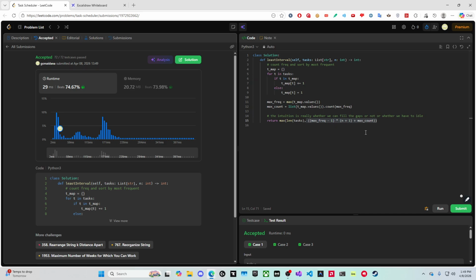But yeah, this problem is actually really, really complicated in my opinion. Probably one of the more complicated ones we've done. At least in my opinion.